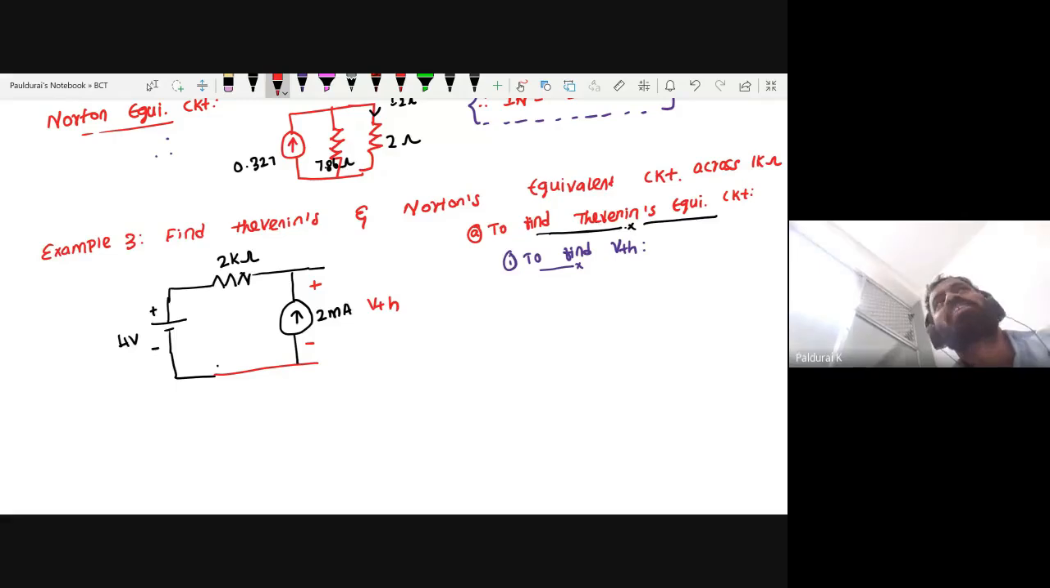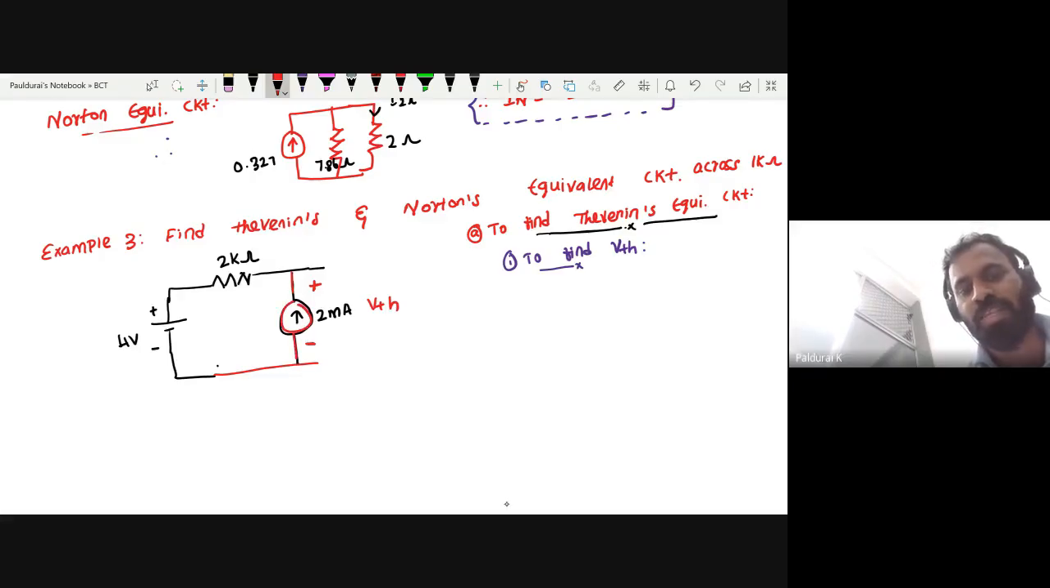How will you find VTH this time? Last time it was a resistor. So simply you apply KVL. Just apply KVL. See the magic. Actually this is my plus minus VTH, the voltage across this 2 milliamps.